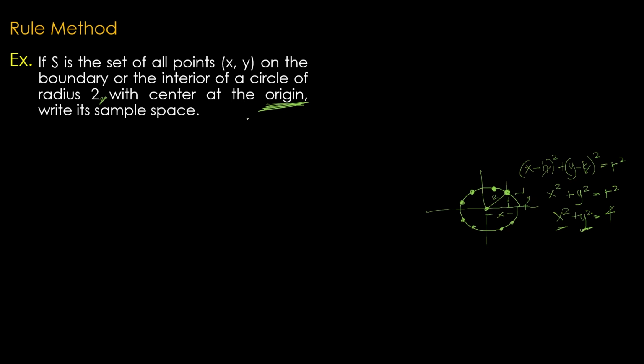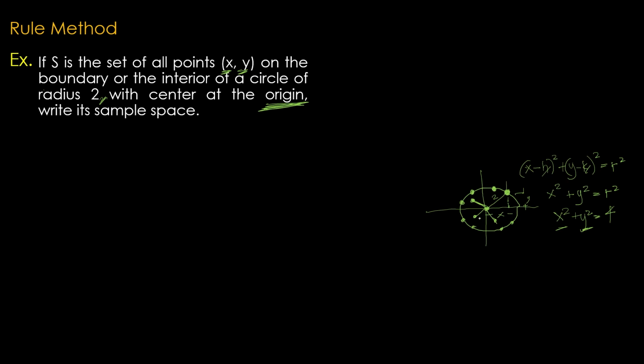Okay? So it says here in the problem that you are to write all of the points x and y on the boundary or the interior of a circle, or at the interior of the circle. Meaning, even if it is inside, up to there only, this point can also be considered as your sample space. So, as this point right here.